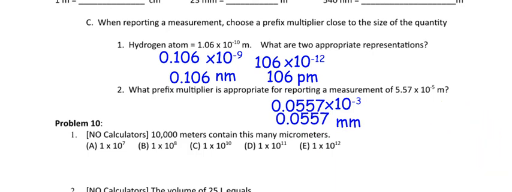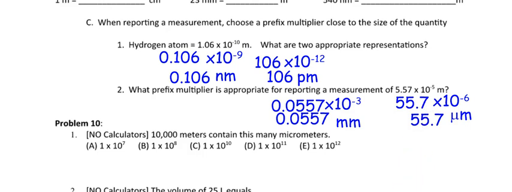And what was the other multiplier? This is at 10 to the negative 6. So how do I go from 10 to the negative 5 to 10 to the negative 6? I divided by 10. So what do I do with my coefficient? I need to multiply by 10 and get 55.7. And don't forget, 10 to the negative 6 is a micrometer. And I get 55.7 micrometers.